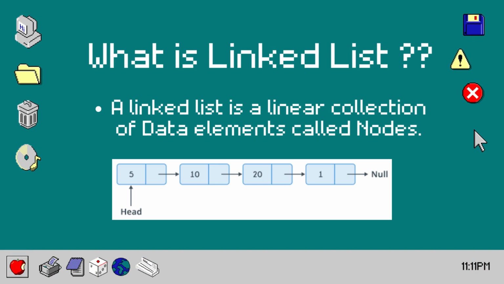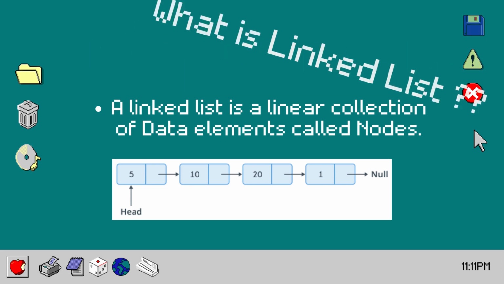What is a linked list? A linked list is a linear collection of data elements called nodes. In a linked list, elements are stored dynamically and the data are linked with pointers. In the diagram, you can see that all the data are stored in nodes.